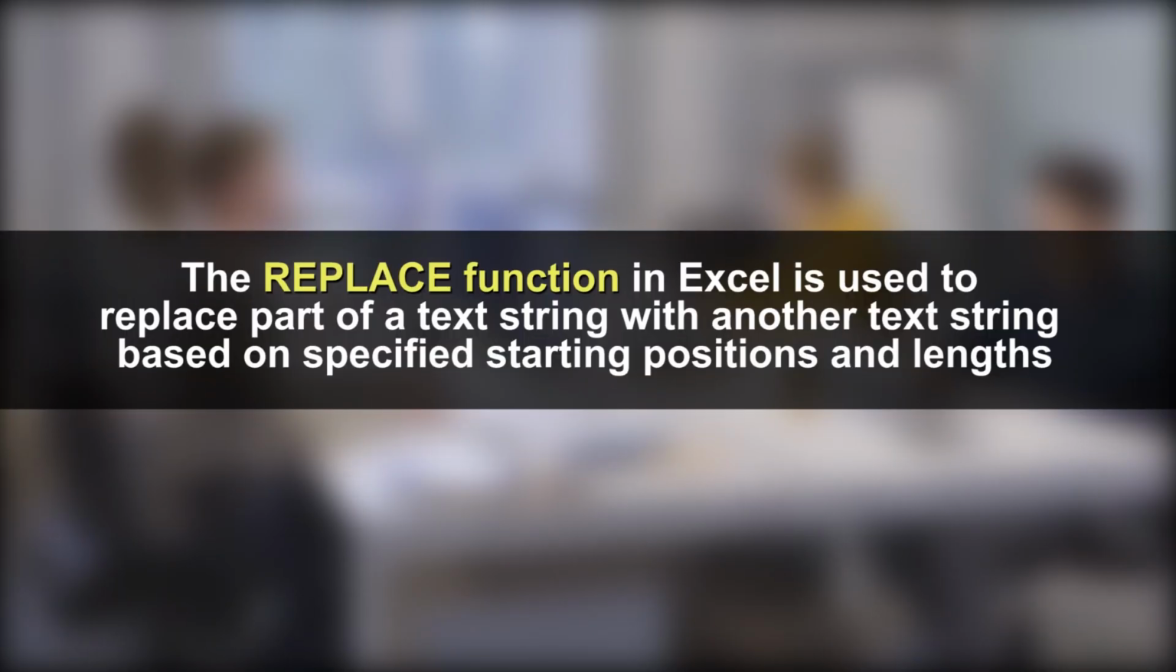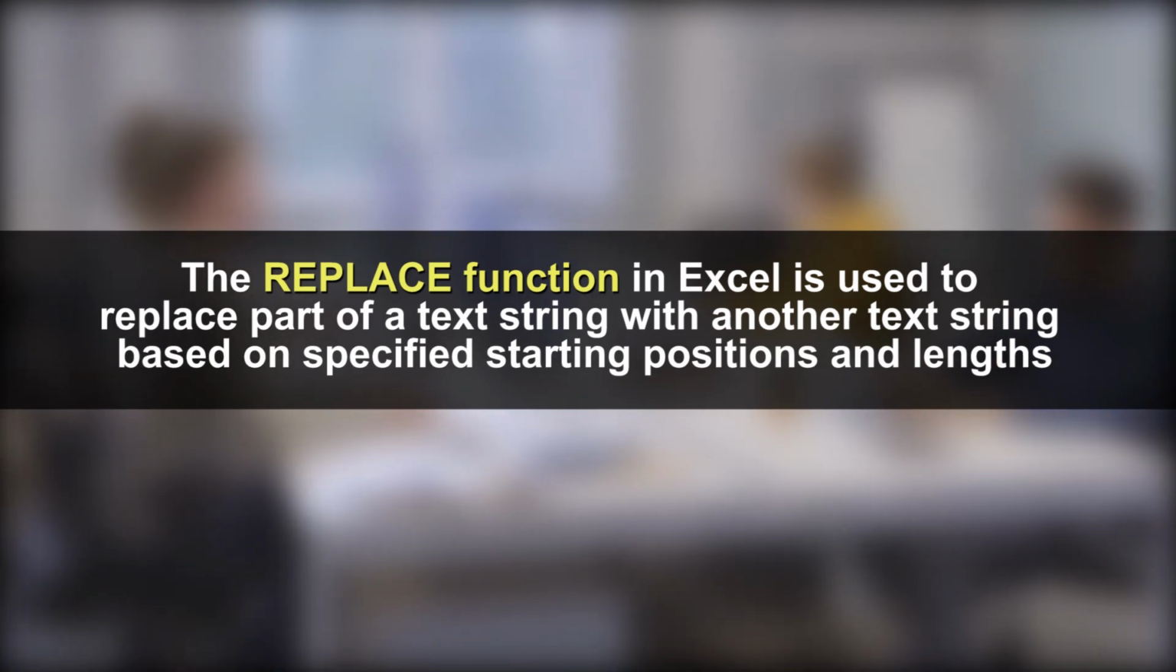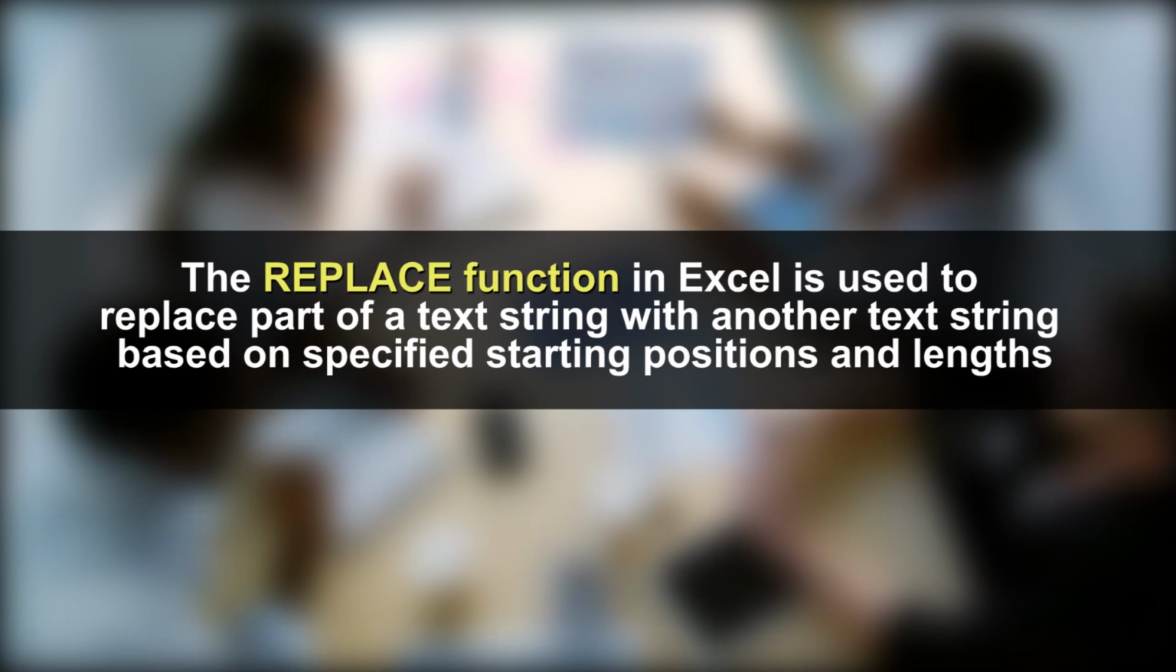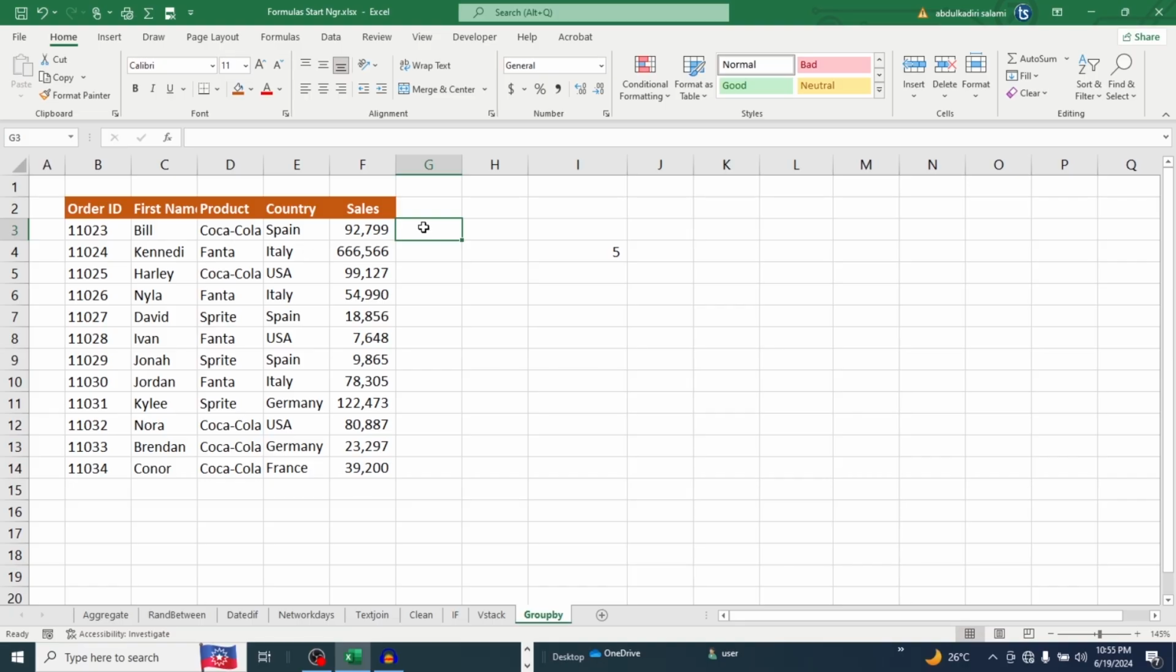The REPLACE function in Excel is used to replace part of a text string with another text string based on specified starting points and lengths. Okay, let's talk about REPLACE. Now, what the REPLACE function does is that it replaces a text string with another text string. Okay, let's demonstrate one of the examples.